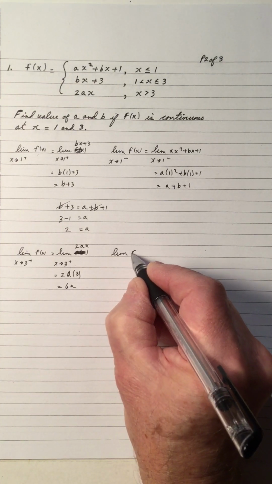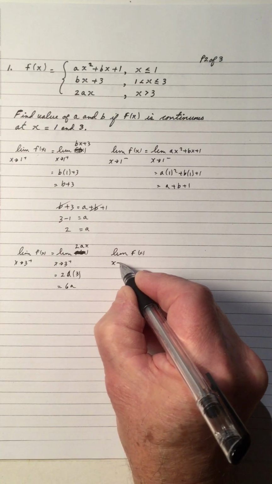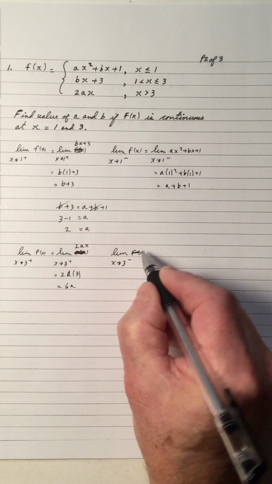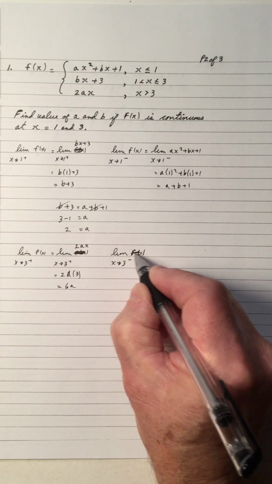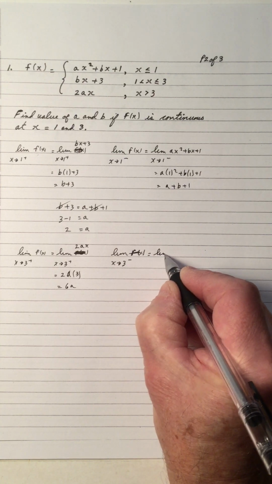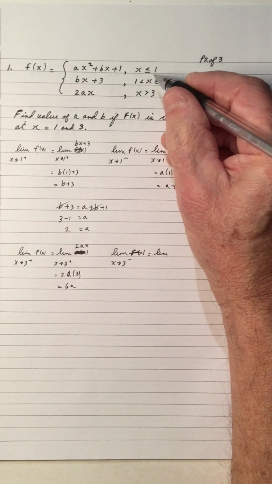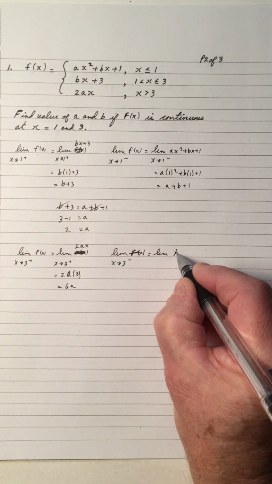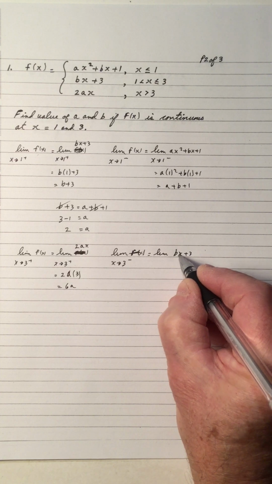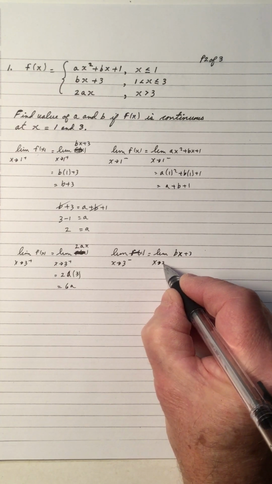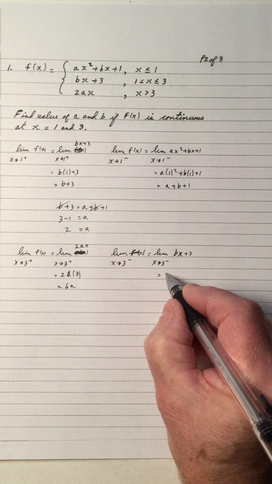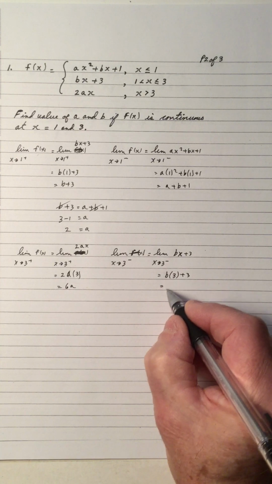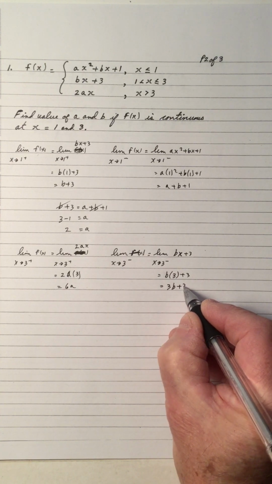And the limit of f of x as x approaches 3 on the left side. When I rewrite it, I have to put it on the left side of 3. So this is the left side of 3, so this is bx plus 3. Just got to be careful as x approaches 3 on the left side. So we put 3 in the place of x, so it gives us 3b plus 3.